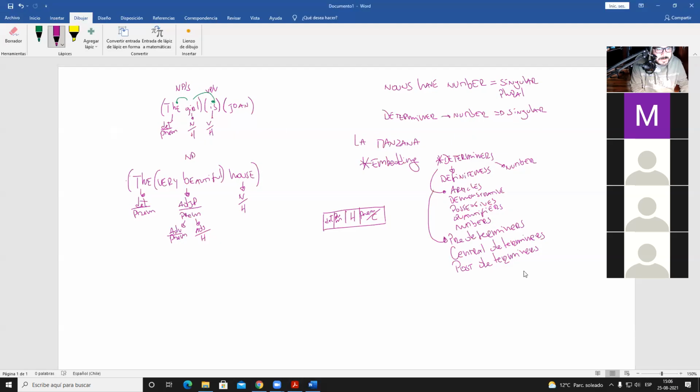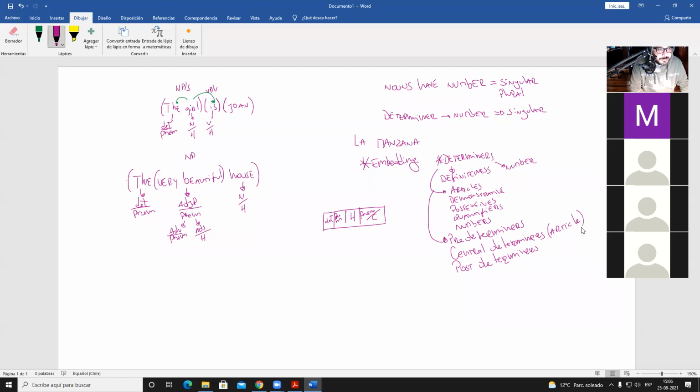Okay, I'm gonna make it easier. What you need to know is this: a central determiner is an article. Any determiner that we can find before an article is then a predeterminer. The article would be the central determiner, and any other determiner that we can find after the central determiner is called a post determiner.